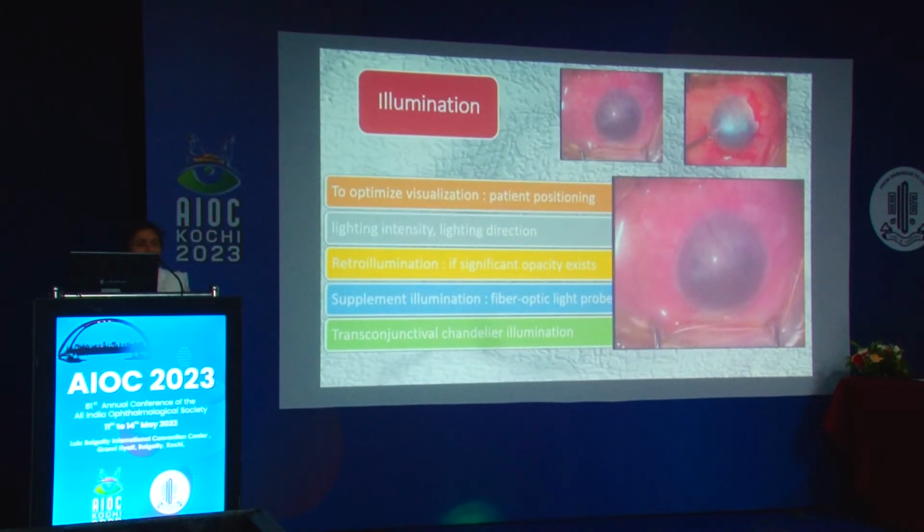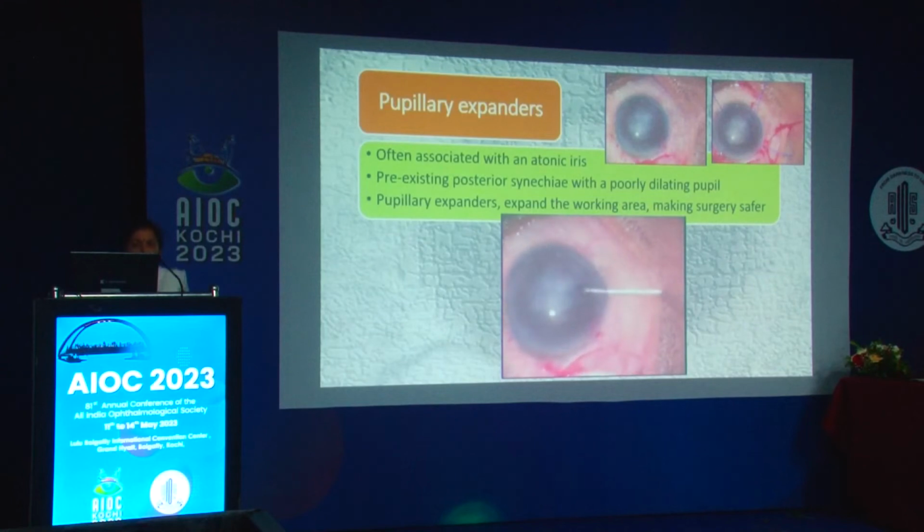Illumination is another factor which can give you good visualization. You can change the position of the patient's eyeball to get good illumination. You can change the position or intensity of the microscope light, or you can use retroillumination or a fiber optic light, as you are seeing here. You can see clearly, and then you can go for the further steps using this fiber optic light, or transconjunctival chandelier illumination can be used.